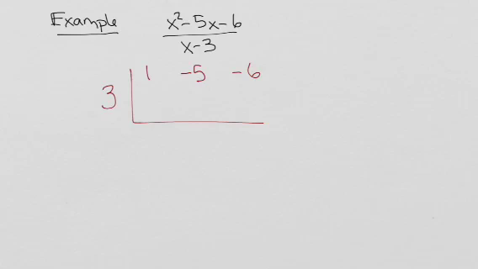Now, when I do my synthetic division, the first number drops down, and then multiply 3 times 1. Put it in the next column, and then add that column. Negative 5 plus 3 makes negative 2. Now multiply the 3 and the negative 2, put it in the next column, and then add them for negative 12. That last piece is the remainder, and we don't need it.